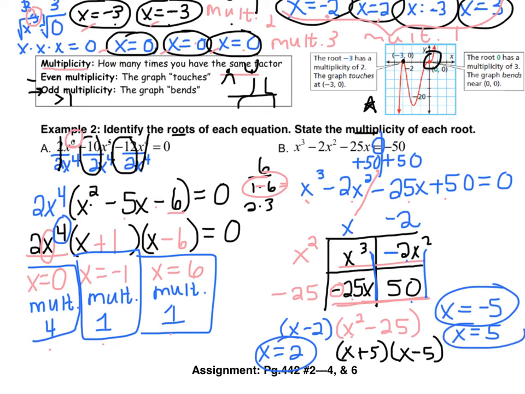Each of those answers only appears one time, so you would need to label that each of them has a multiplicity of 1. And you could graph it on the calculator to check your answers. Your graph would go through negative 5, 2, and 5.